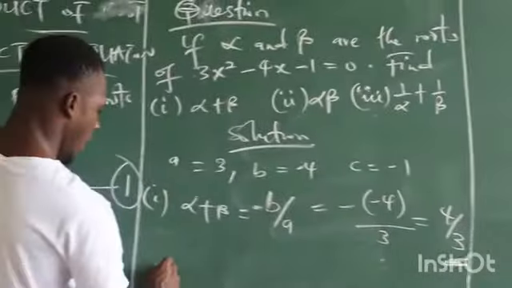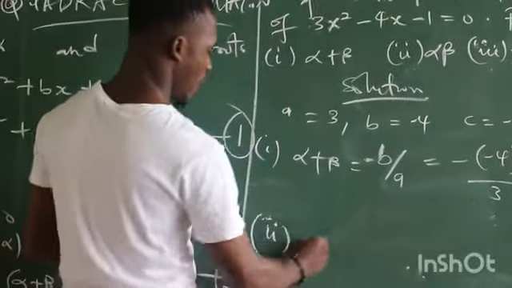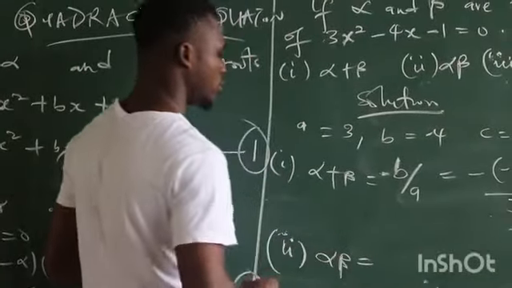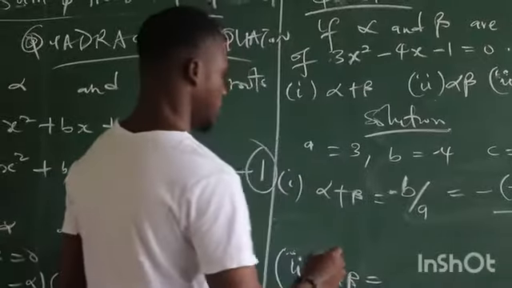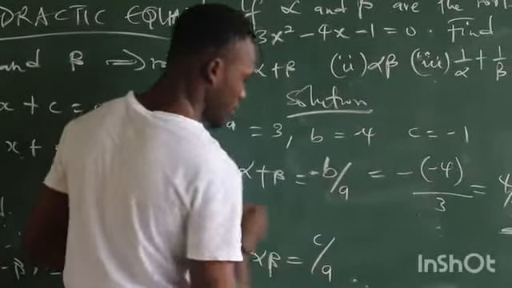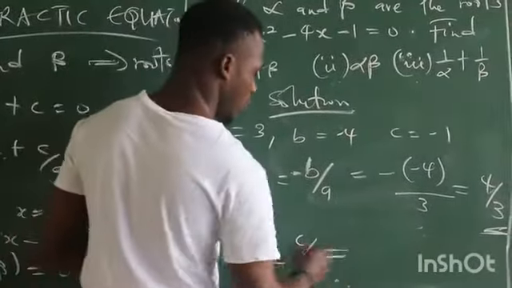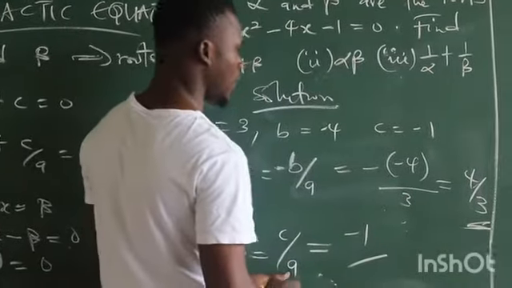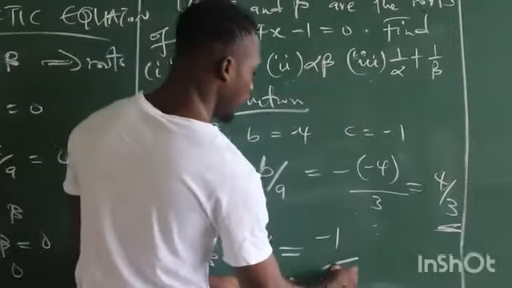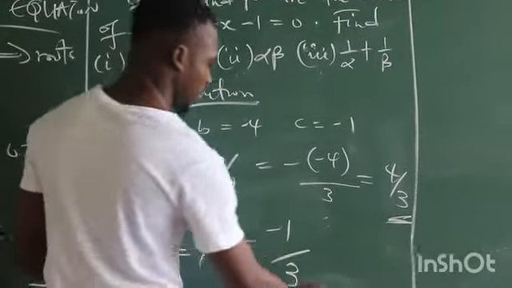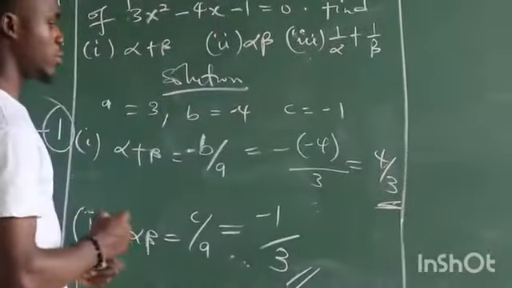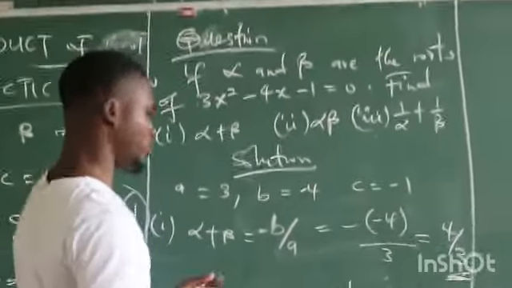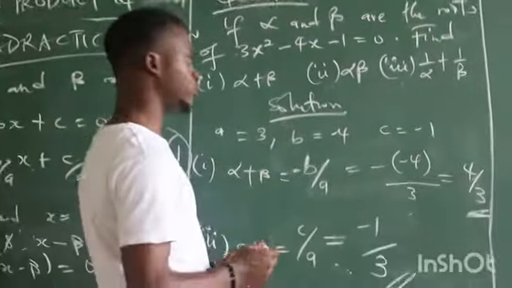Okay. Then for your ii, where we have alpha beta. Okay, so we derived an equation for alpha beta to be c all over what? A. So this will be equal to: our c is what? Minus 1. We input minus 1. And our a is what? Is 3. We input 3. So this becomes our result: minus 1 over 3 is the product of these roots.